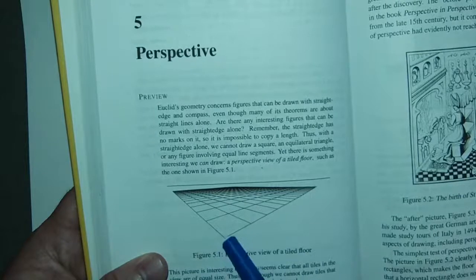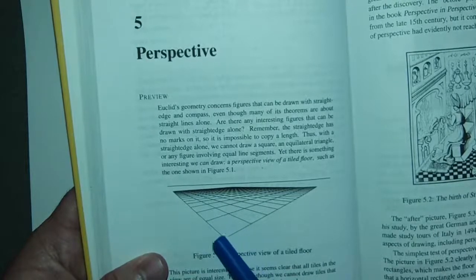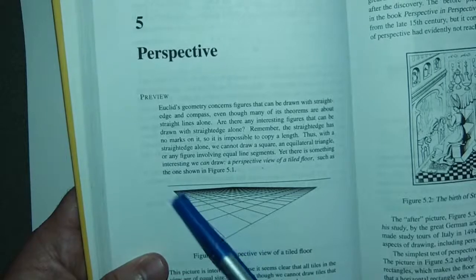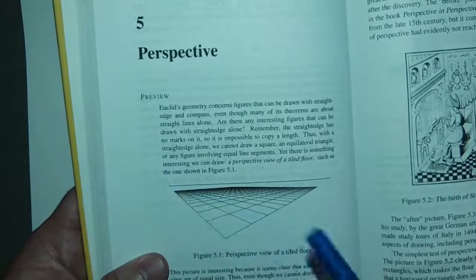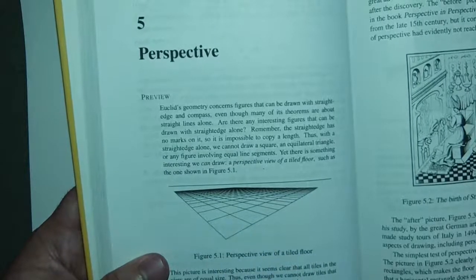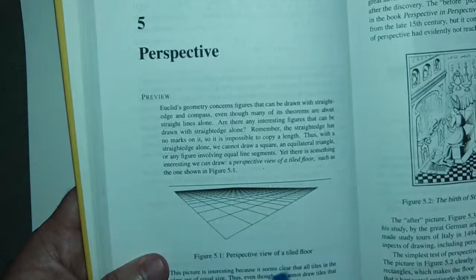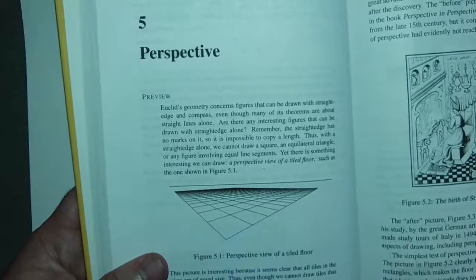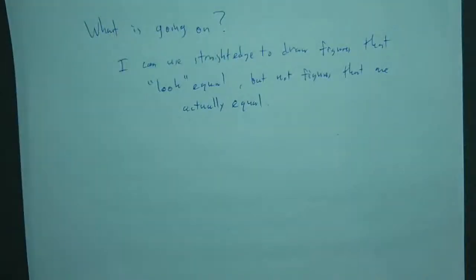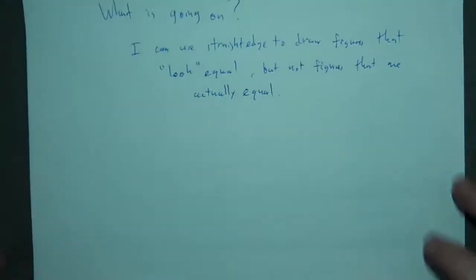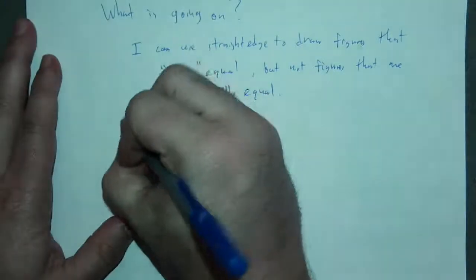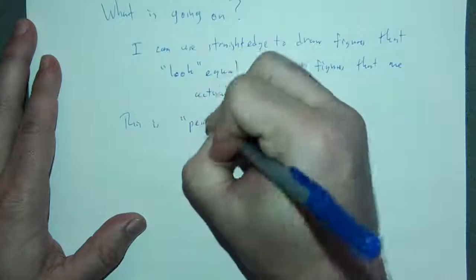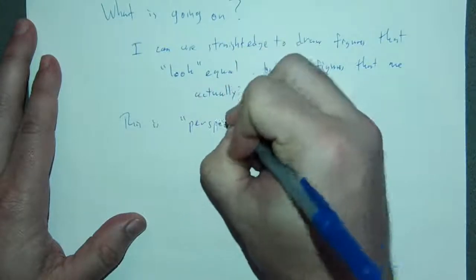If I were to take my straight edge and extend this line segment as a line and do the same thing here, we would clearly see that these things intersect. So they're certainly not parallel in the absolute sense, but it looks like they're parallel. That's a really strange thing. So this is perspective drawing.